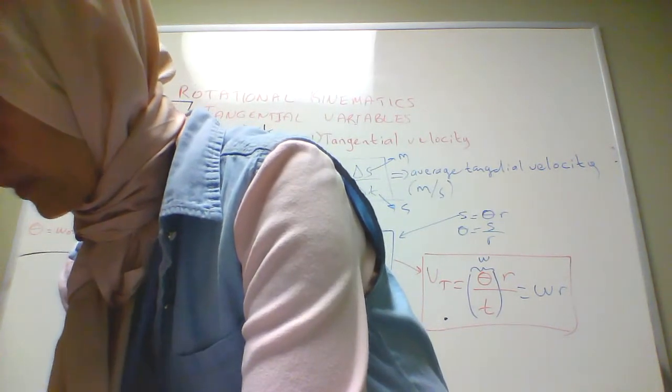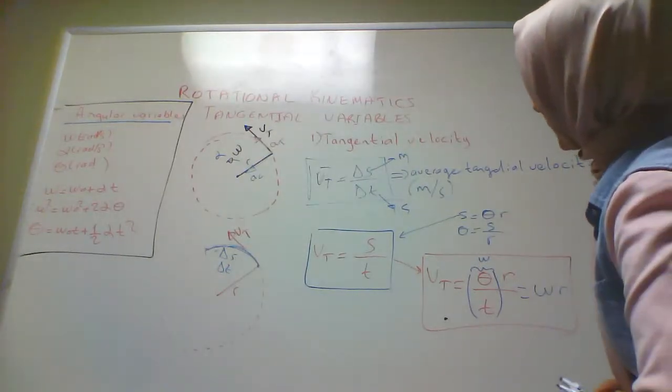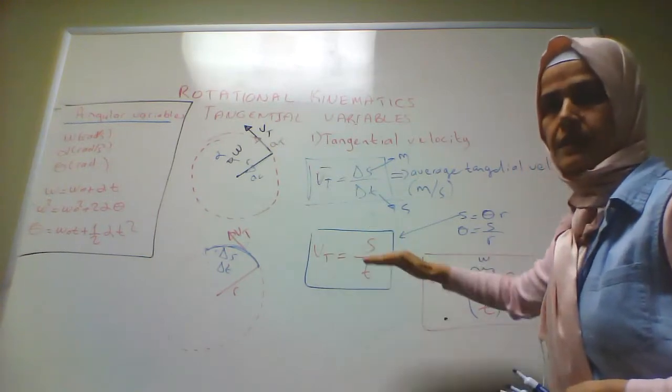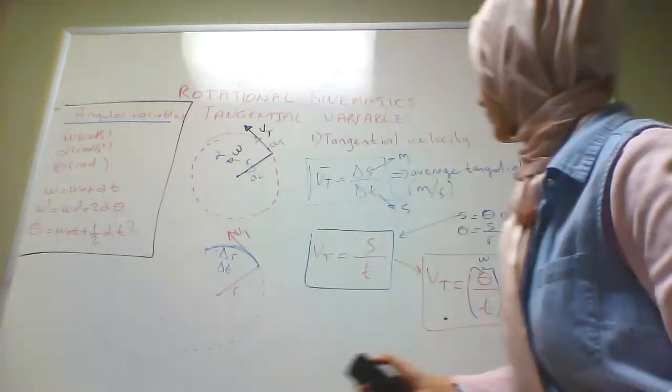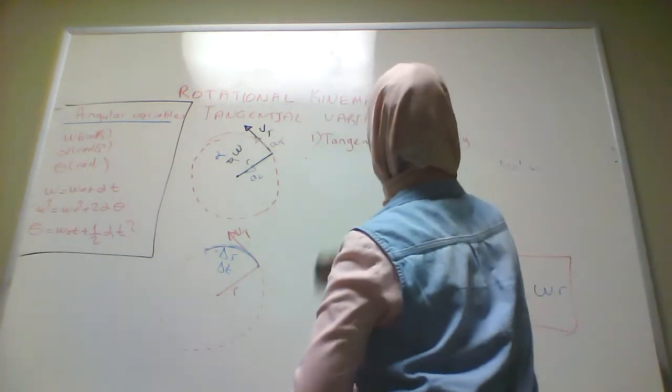Let me see what else. And that's pretty much it. Average value delta S over delta T and instantaneous value S over T. I'm going to delete this and I'm going to talk about tangential acceleration.